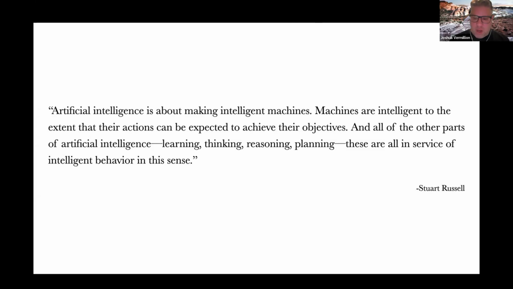But then this definition pops up, and I think it's really helpful to better understand that there are objective criteria for understanding what artificial intelligence might actually entail. He talks about machines that are intelligent to the extent that their actions can be expected to achieve particular objectives. All the other parts of artificial intelligence that we think of now, machine learning, being able to think, reason, and plan, are all in service of this intelligent behavior, achieving specific objectives, meeting expectations.